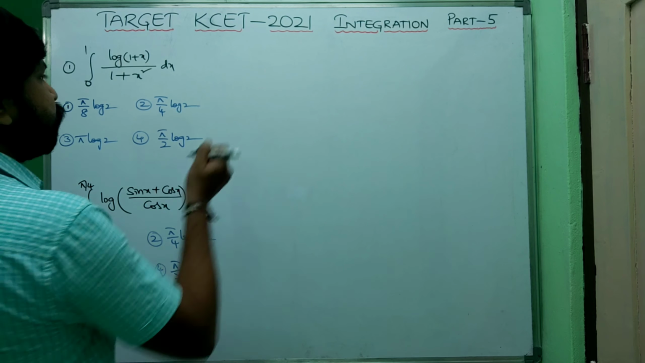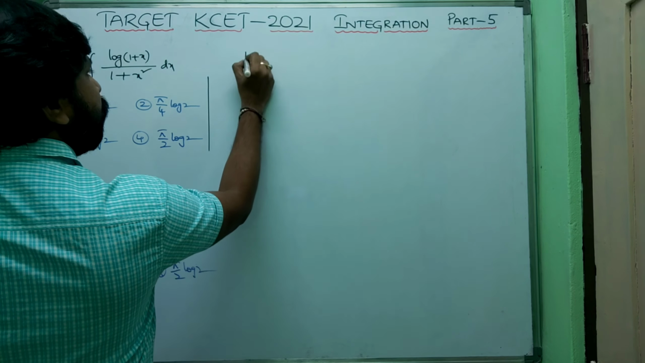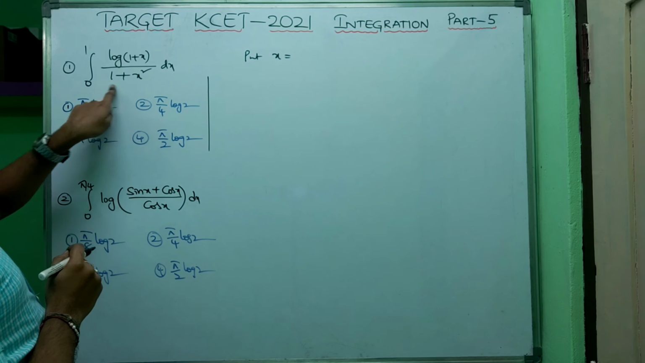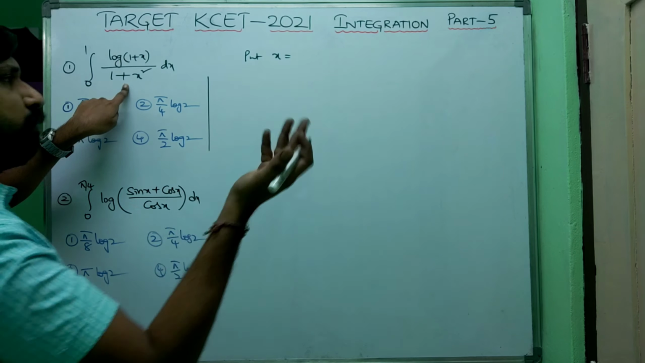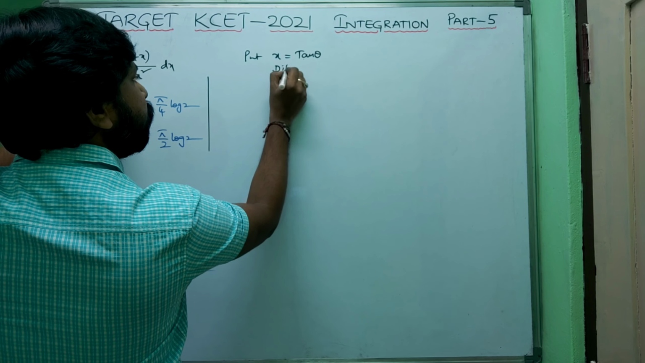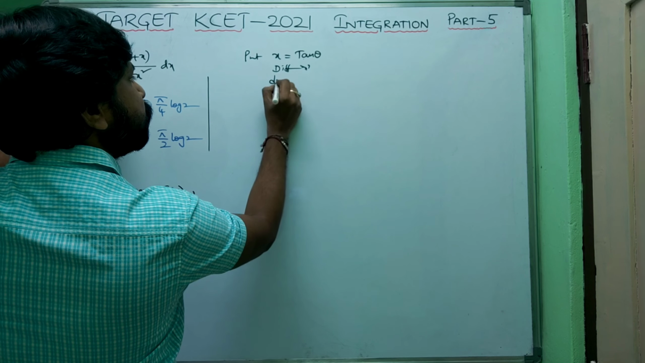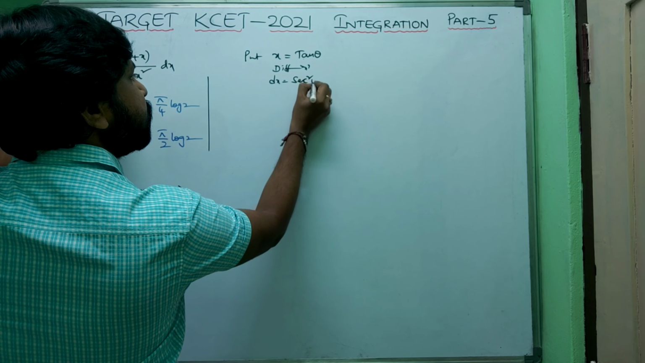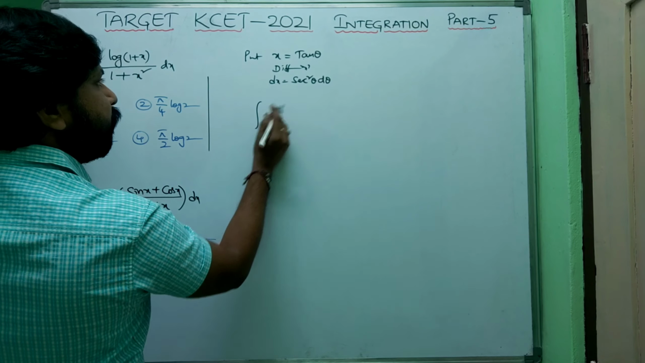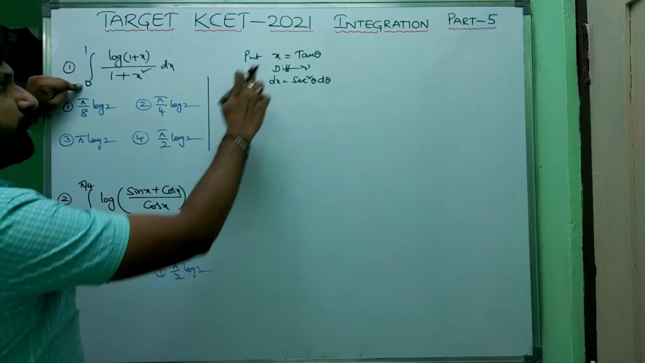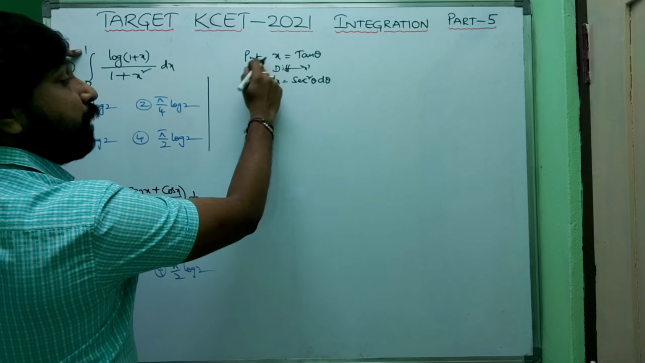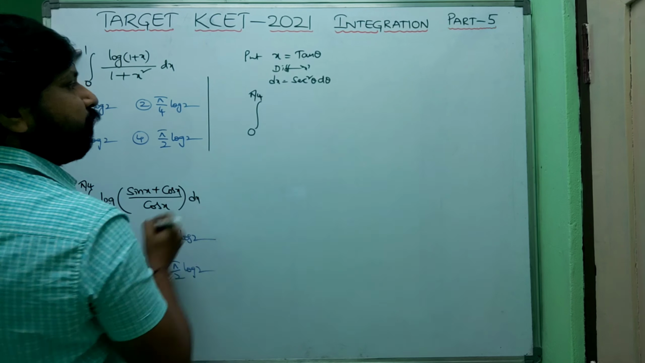In this kind of question, you are going to take a substitution for x, because in the denominator 1 plus x square is there, so obviously you take x as tan theta. Differentiating with respect to x, you get dx equals secant square theta d theta. The limits also change whenever you take the substitution. If you take 0, tan 0 is 0, so it stays 0. If you take 1, tan pi by 4 is 1, so 1 becomes pi by 4.